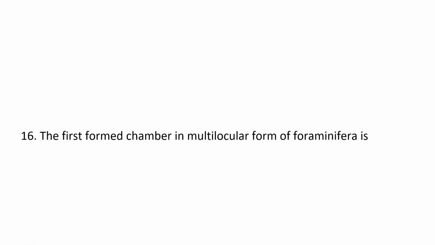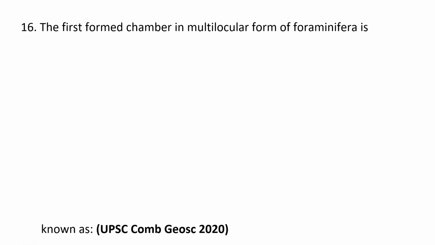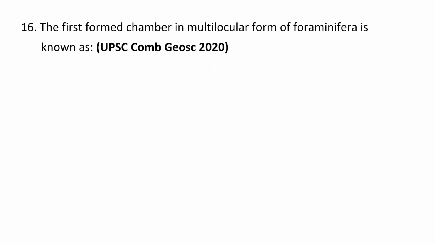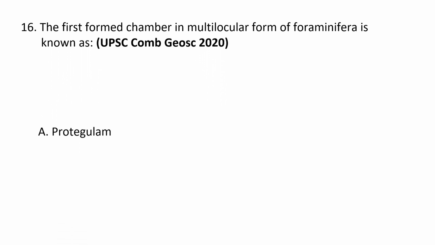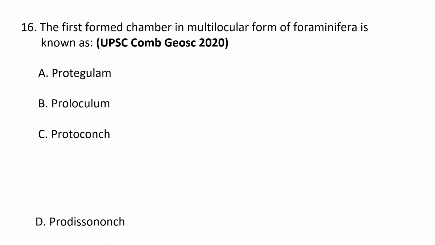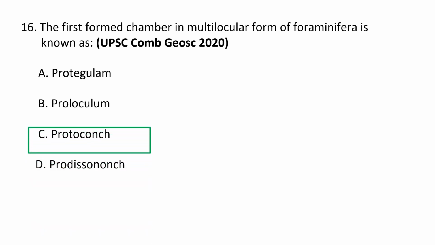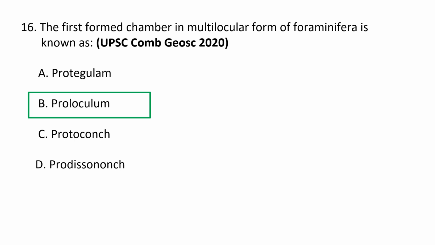Next question. The first formed chamber in multilocular forms of foraminifera is known as A. Prodissoconch, B. Proloculum, C. Protoconch, D. Protegulum. So the first formed chamber in multilocular forms of foraminifera is known as the proloculum. The proloculum is the first formed chamber of the test, and it is small when the foraminifera has formed by sexual reproduction, but large when the reproduction has been asexual.